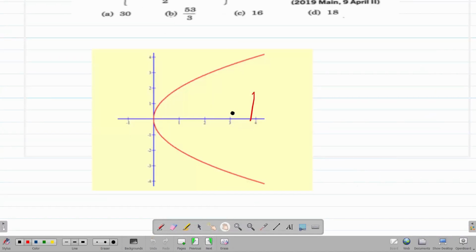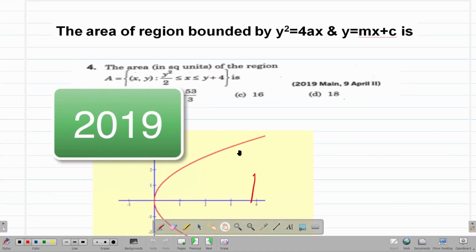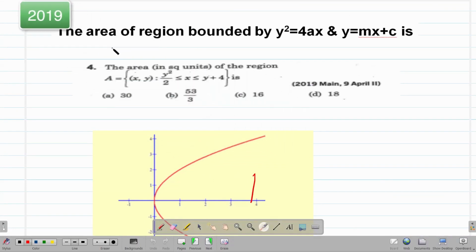Now this is my next question. The area of the region bounded by y square is equal to 4ax parabola, and the line which is not passing through the origin, that is y is equal to mx plus c, is 72 a square by m cube.